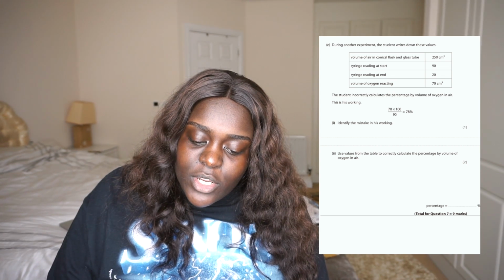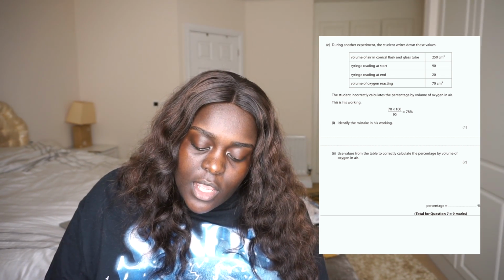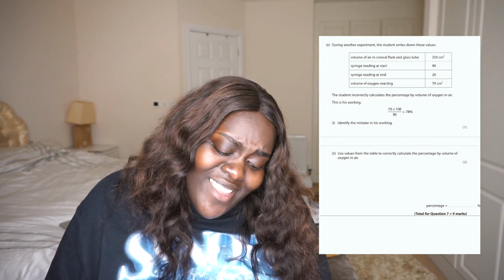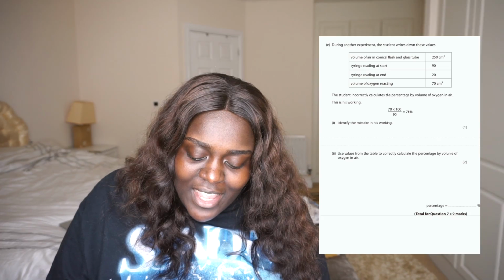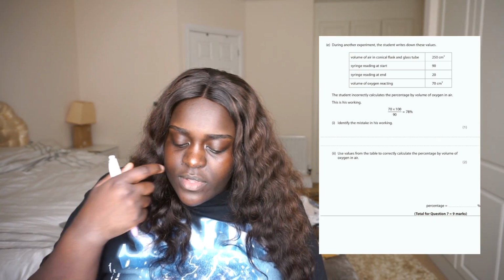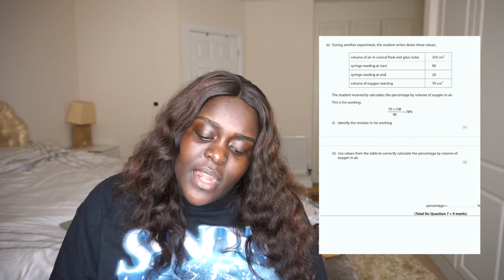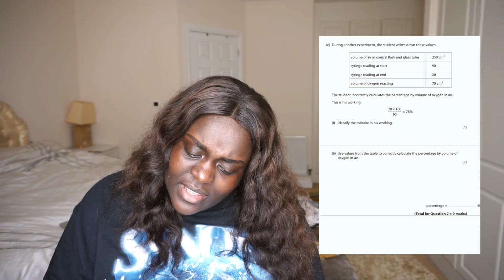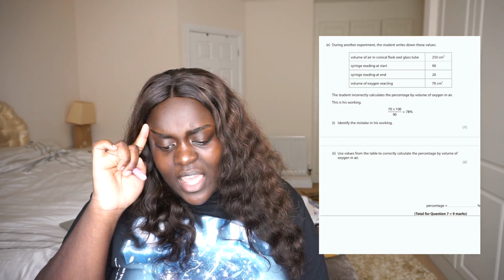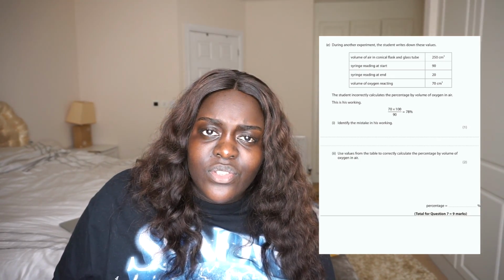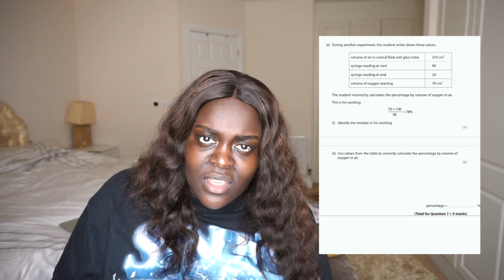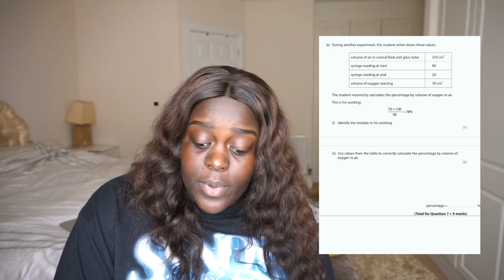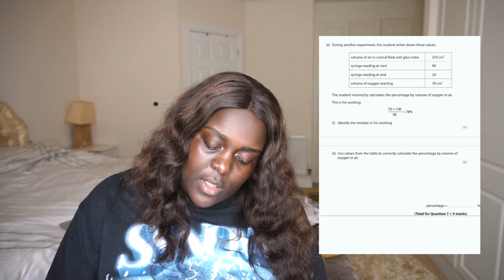During another experiment, the student writes down these values. The student incorrectly calculates the percentage. Dum-dum. Identify the mistake in his working. So he did 70 times 100 divided by 90. Why should you divide by 90? If it's volume of oxygen in the air, surely you're just gonna use the 250. So you're supposed to divide it by 250.